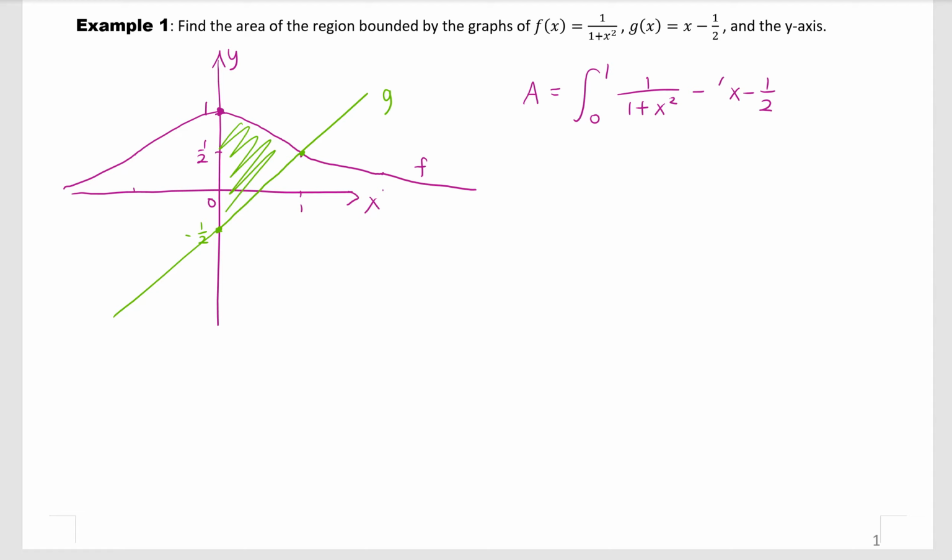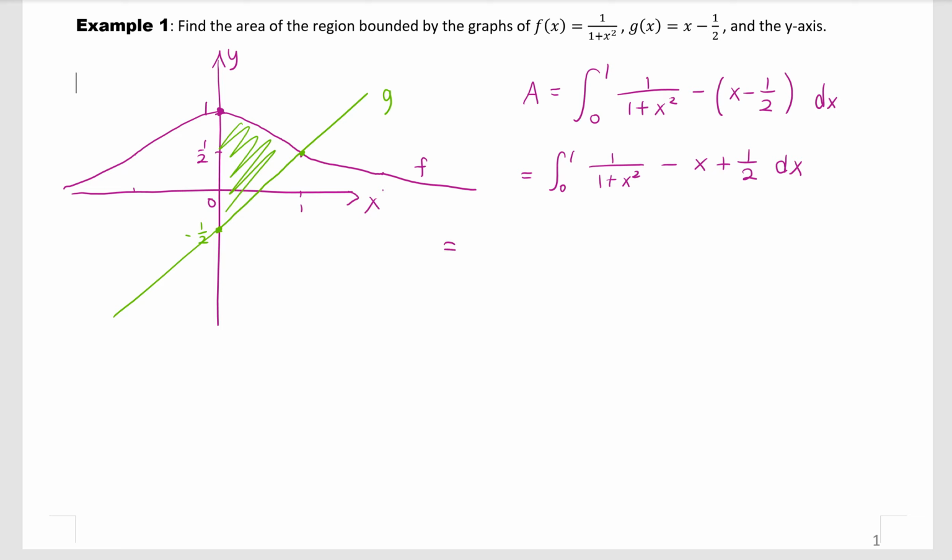Oh, be careful. Don't forget your baby parentheses. If you forget the parentheses, then it will be wrong. So be careful with that. And next, let's distribute. So it's minus x and then plus 1/2 dx.